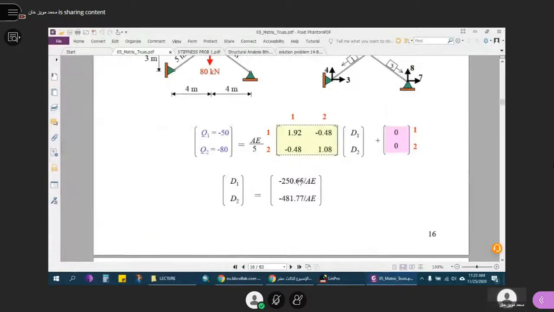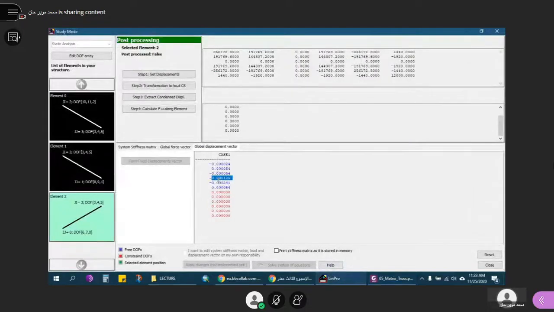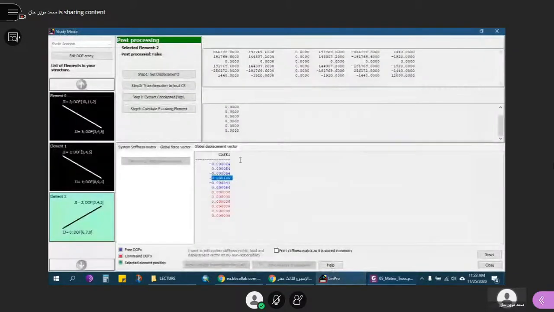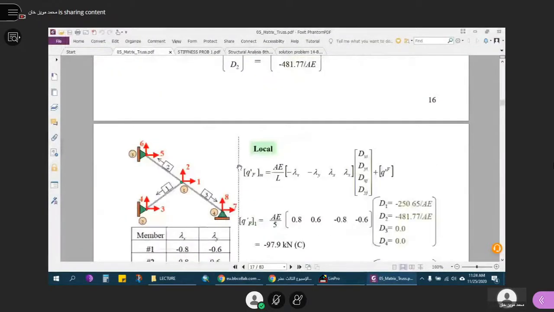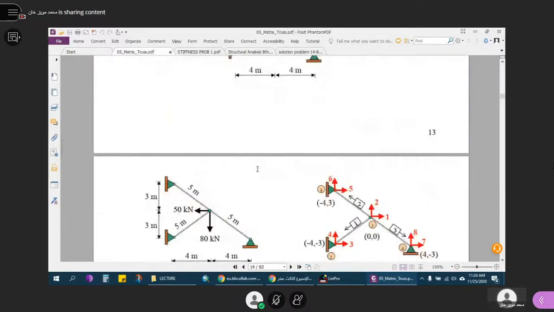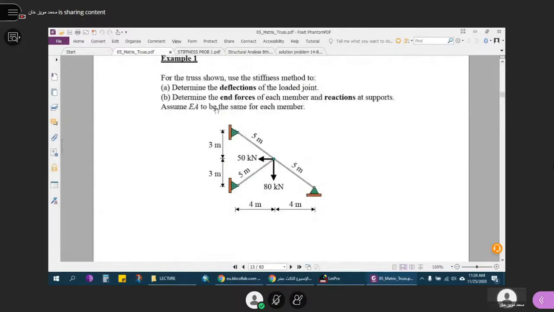So let us see the displacement over here in this solved problem. He has divided by AE. That is how you see the values over here. If you divide by AE, this value is given by using the value of AE given in LinPro. So this is how you get the displacements of the problem. Next, coming down to post processing, in this we can find out the displacement of each element and the associated forces along each element. He's asking us to determine the end forces of each member and reactions at supports.